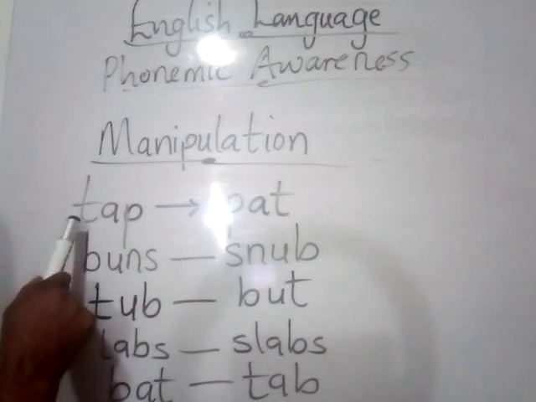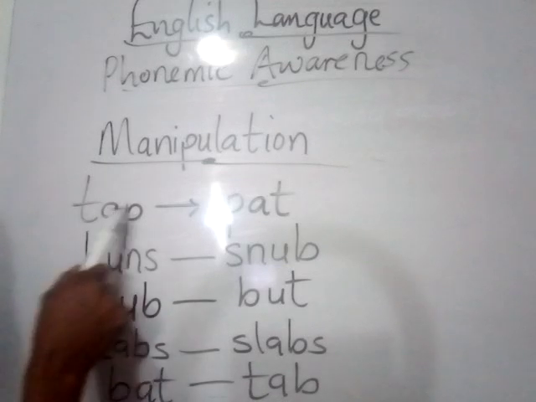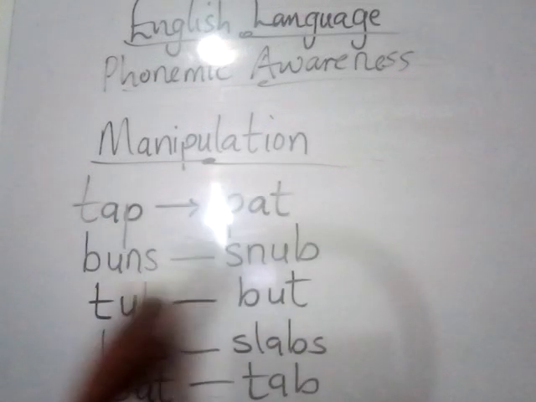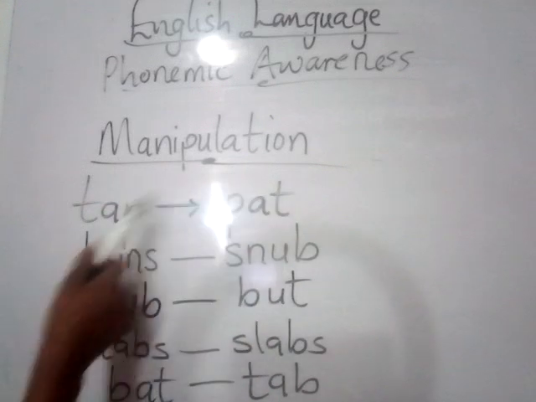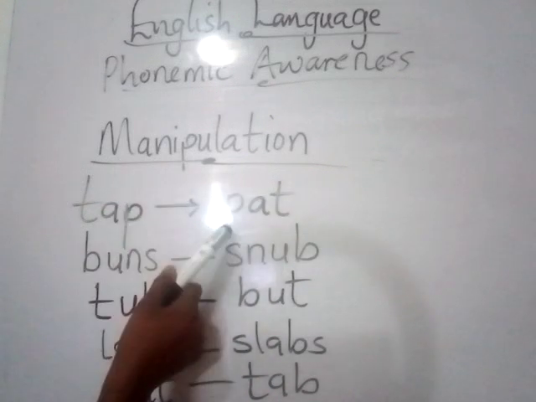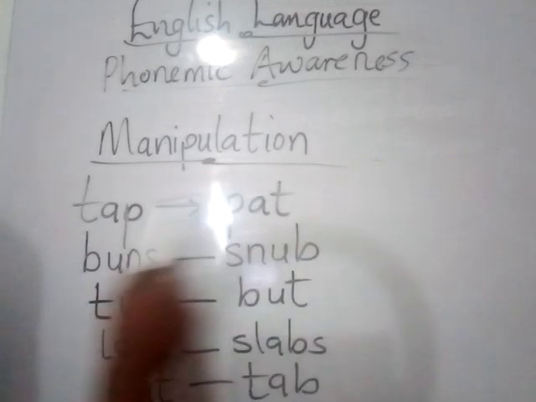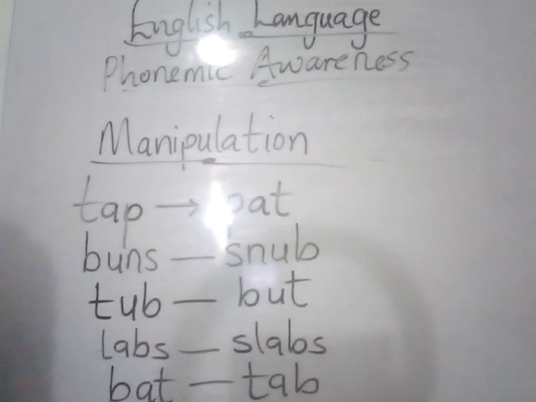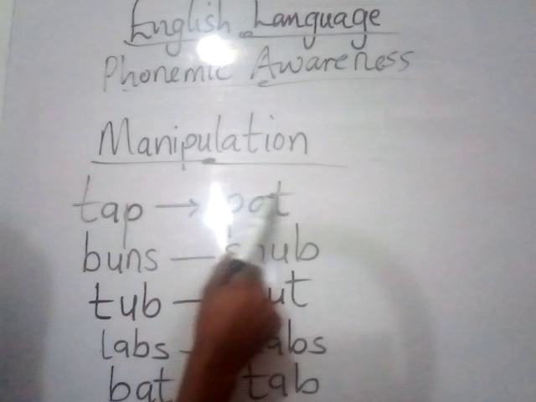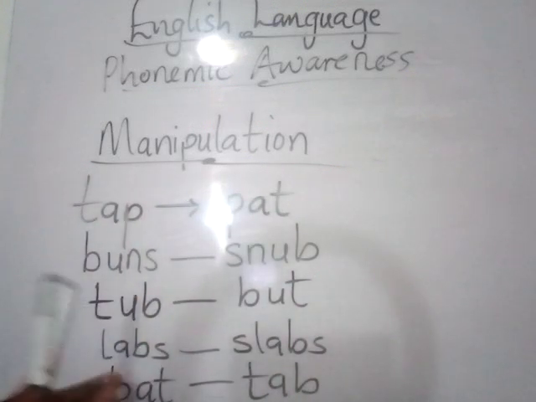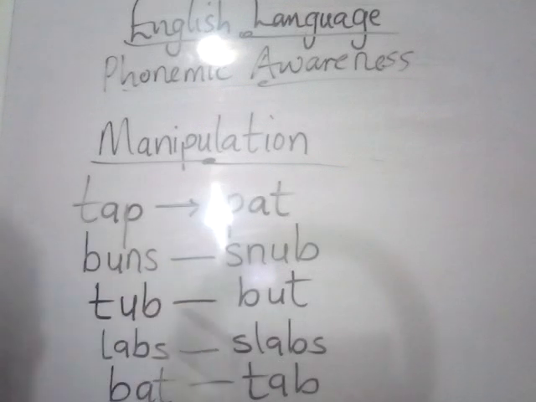The first one we have here is tap, t, a, p. Now, the letters are moved around. The T that is the first here becomes the last, and the P that is the last becomes the first. So the new word formed here is pat. Tap, pat. You find that these are still the same letters and the same sounds, but the sounds are just moved around in the word, and the new word is formed.